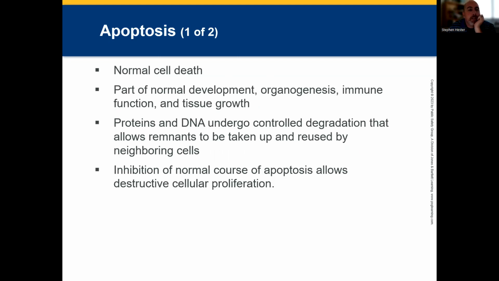All right, apoptosis is normal cell death. It's genetically programmed into the cells as part of normal development, organogenesis, immune function, and tissue growth. Proteins in DNA undergo controlled degradation that allows their remnants to be taken up and reused by neighboring cells. They can be activated prematurely by pathologic factors such as cell injury, and inhibition of the normal course of apoptosis allows destructive cellular proliferation.